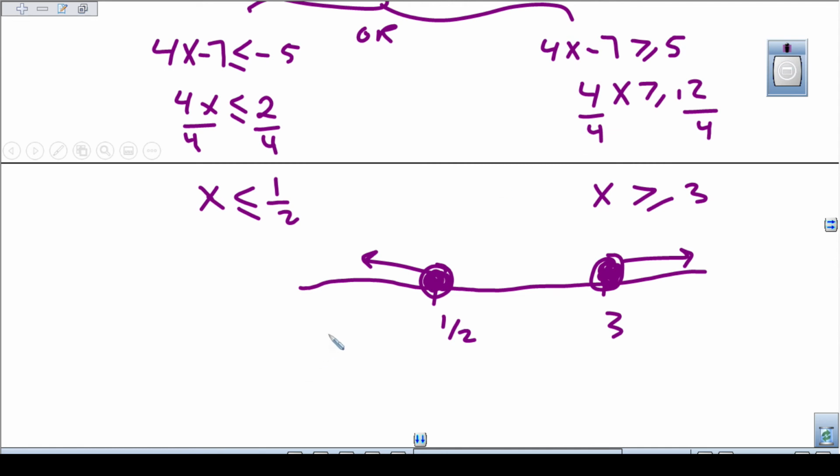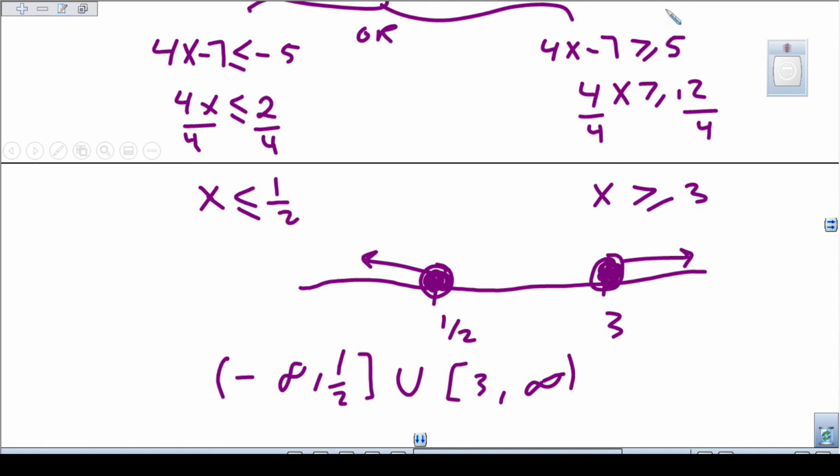So one of the proposed solutions is to go from negative infinity all the way to half, including the half, union, or I also could start from the 3 going all the way to infinity, including the 3, but not infinity, obviously. Can't touch that. Can't hug infinity. Okay? That is this one over here.